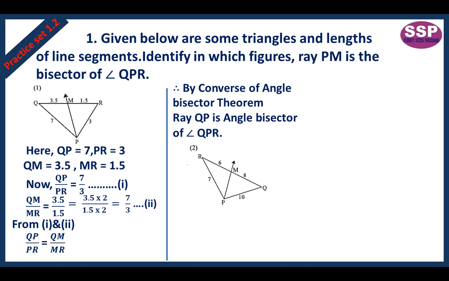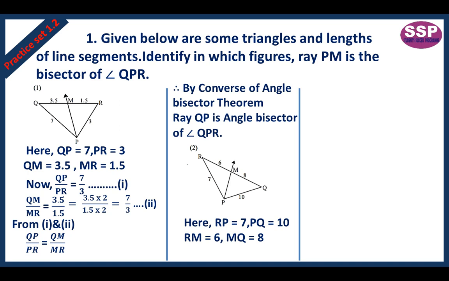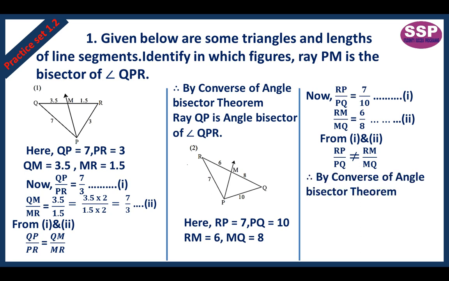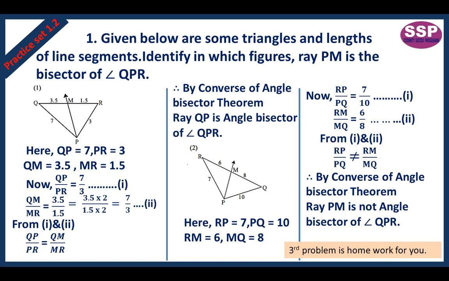Now second problem. Observe the figure. Here RP is equal to 7, PQ is equal to 10, RM is equal to 6, MQ is equal to 8. As we have seen earlier, we have to make two ratios. These are RP upon PQ, the ratio of sides of the angle. RP upon PQ is equal to 7 upon 10, that is equation 1. And the second ratio, RM upon MQ, is equal to 6 upon 8. From 1 and 2, RP upon PQ is not equal to RM upon MQ. Therefore, by converse of angle bisector theorem, ray PM is not the angle bisector of angle QPR. And the next problem is homework for you.